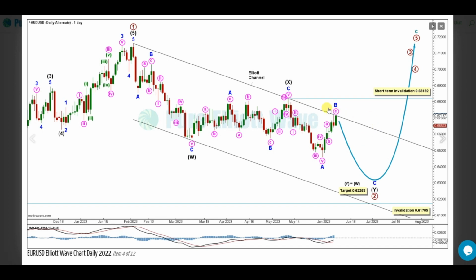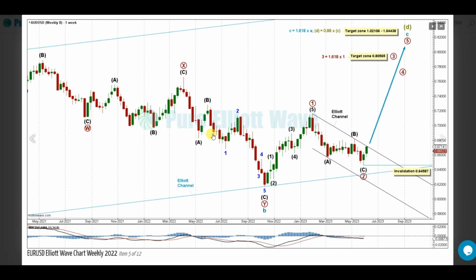Price currently sits at this best fit channel, so we should find out which count is more likely very shortly, and you can see that same target I had below for intermediate Y to complete primary 2. Now let me show you the weekly alternate scenario. Here's our other weekly scenario.